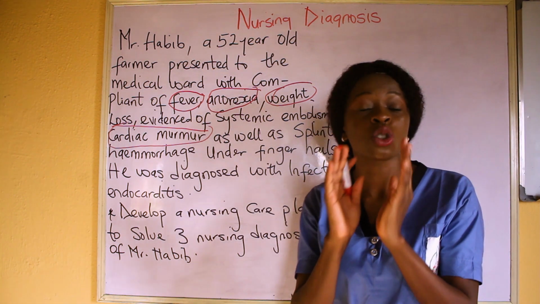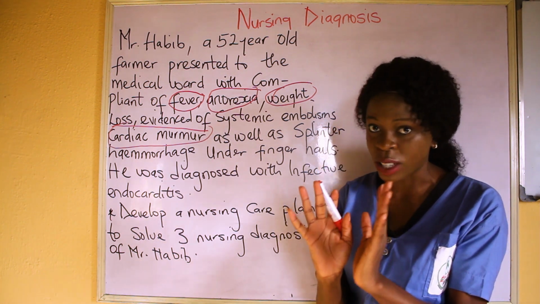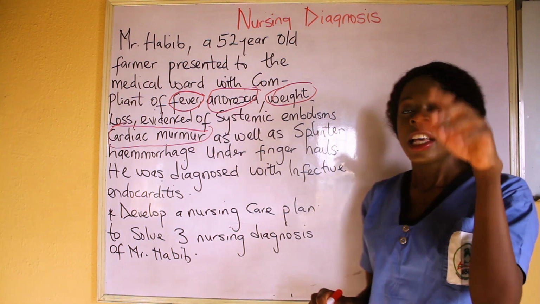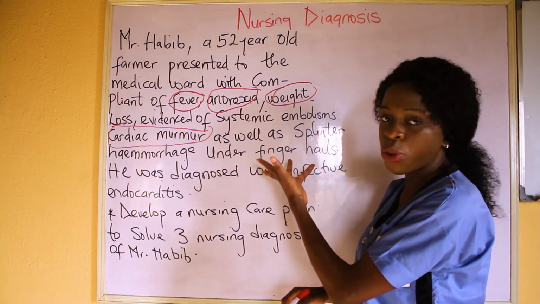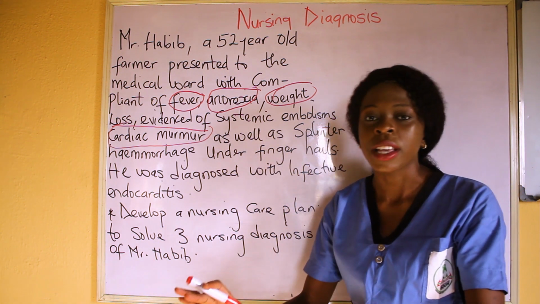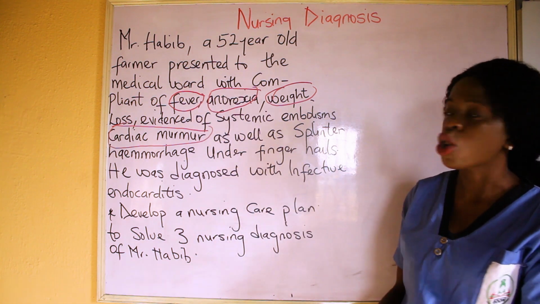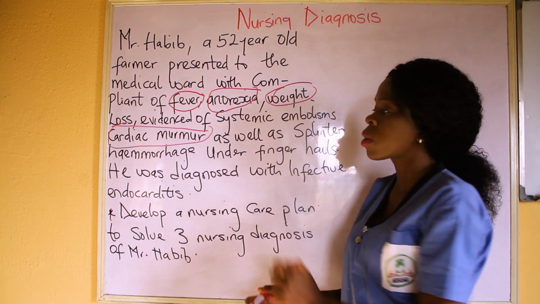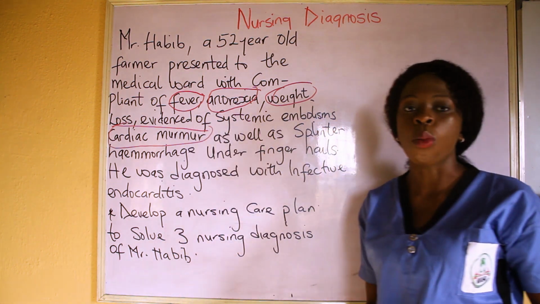There's something I want you, just follow suit. Don't just concentrate on what I'm doing now. So you got into the exam and you see something like this. The signs and symptoms are given, right? It is obvious. So what you just have to do is a giveaway. Pick all the signs and symptoms. We got what? Fever, we got anorexia, we got weight loss, and we got cardiac murmur.